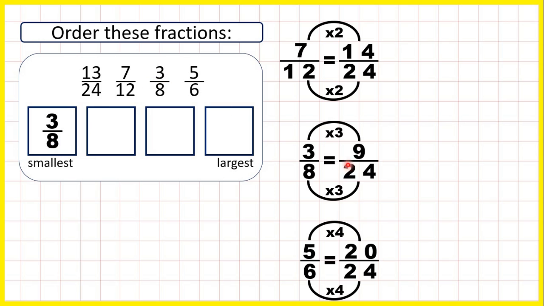Now the next smallest is 13 over 24. Then we have 14 over 24, which is equivalent to 7/12, so that's next. Which means that 5/6 is our largest fraction, because that's equivalent to 20 over 24.